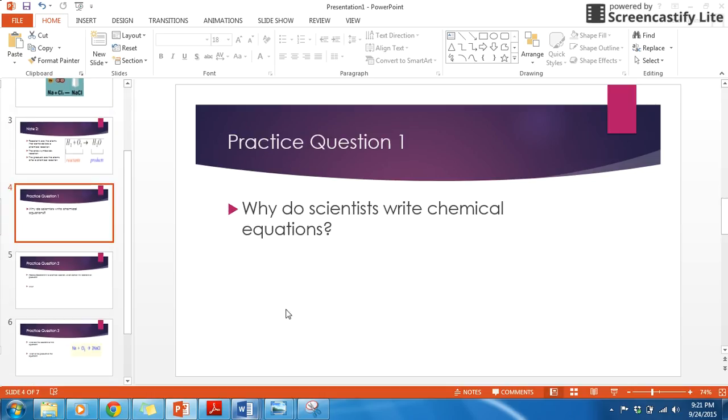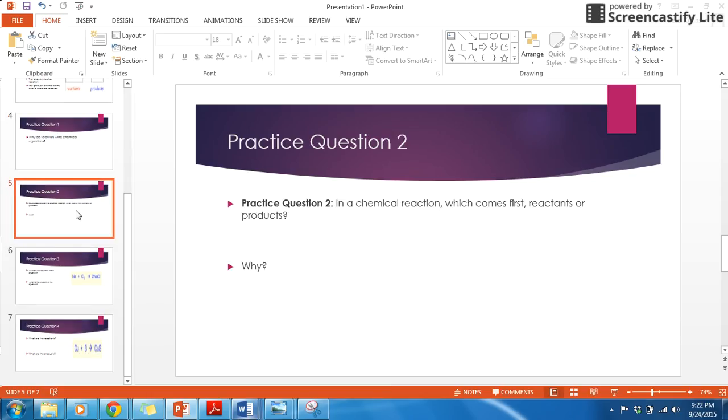Practice question number 1. Why do scientists write chemical equations? Please look back to your first note. Practice question number 2. In a chemical reaction, which comes first, the reactants or the products, and why?